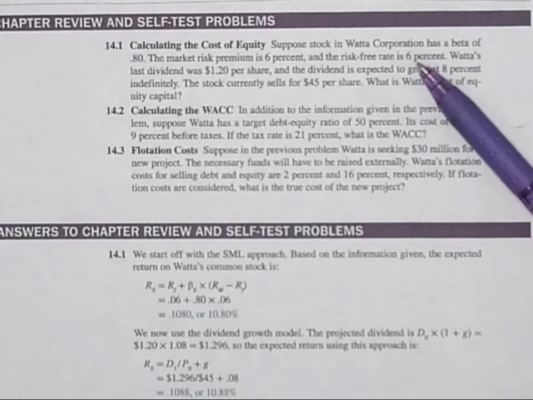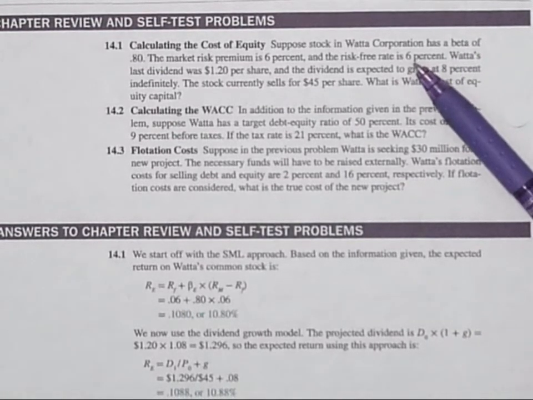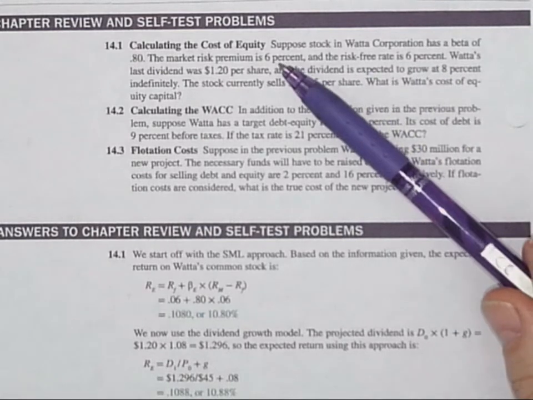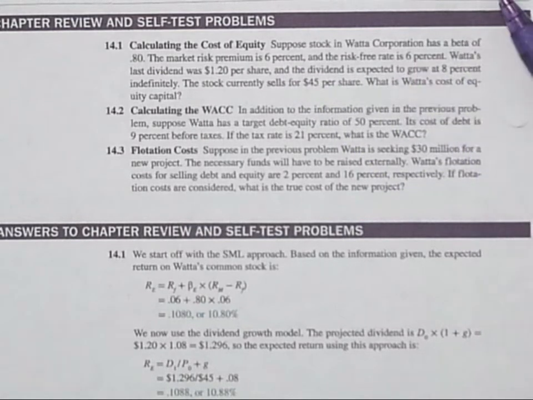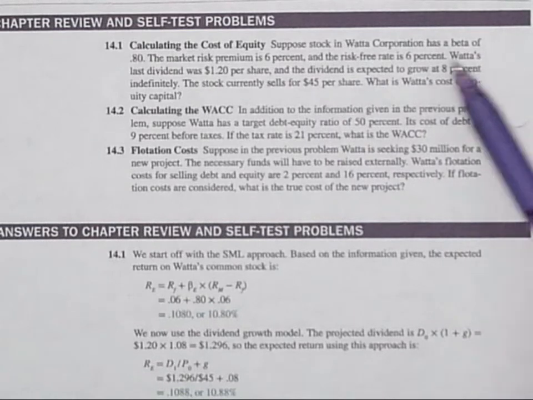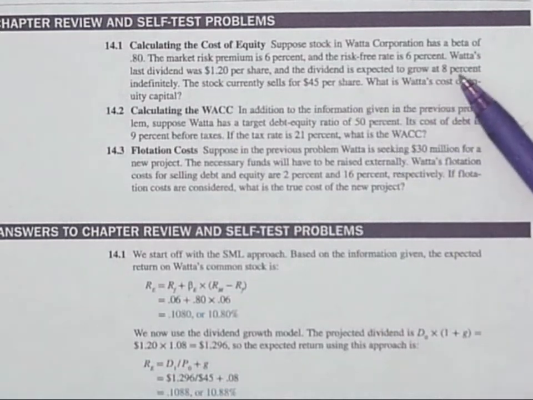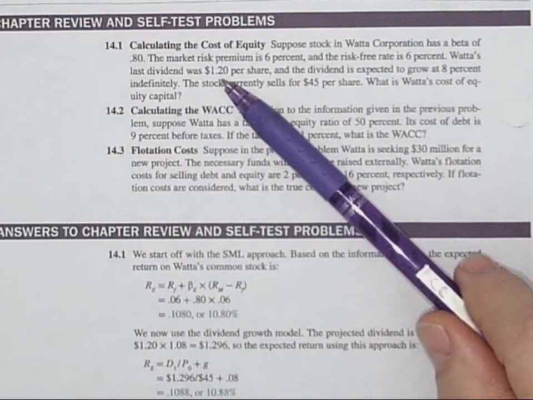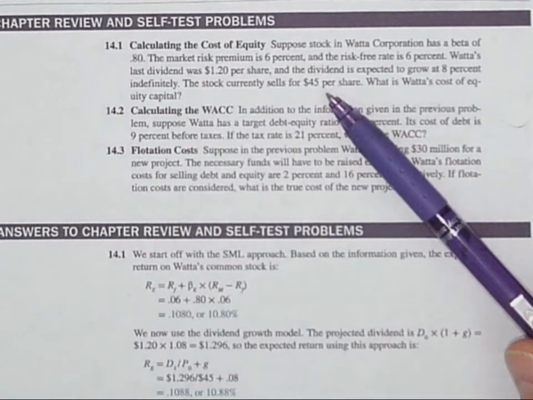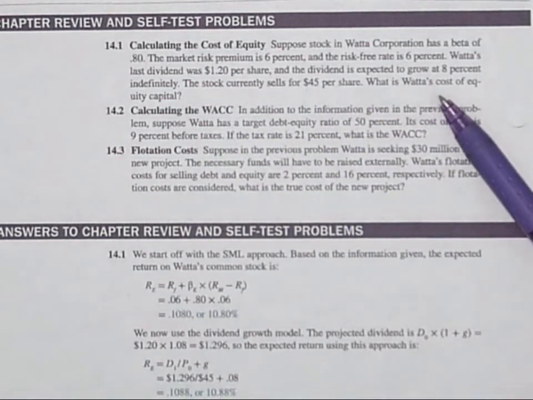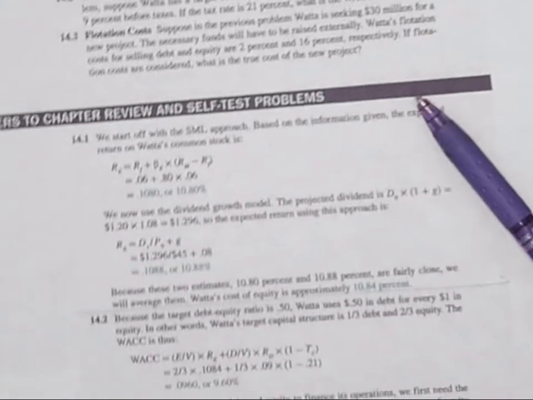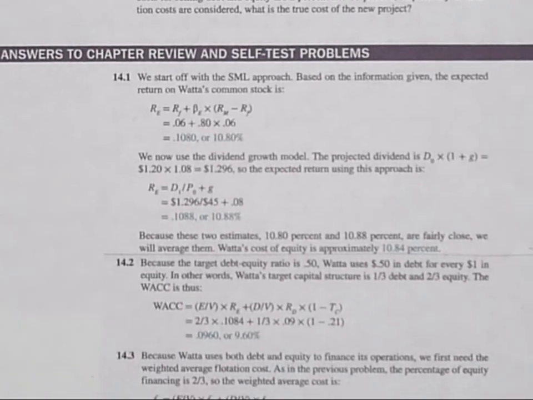Now, what this means is the return to the market must be the sum of those. 6 plus 6 is 12. But we don't actually need to use that. The last dividend was $1.20. The dividend is expected to grow at 8% per year. So we've got a G, we've got a D0, and the stock sells for 45. What is WADA's cost of equity capital? So here we show two different approaches.